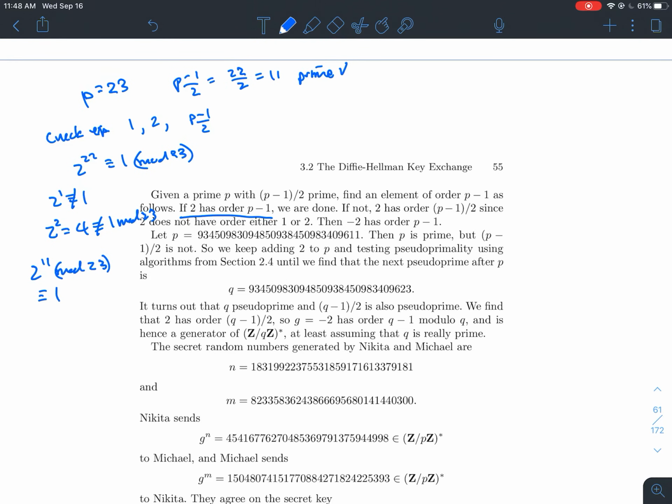So where am I at? In my example here, 2 has order 11. So it has order (p minus 1) over 2.